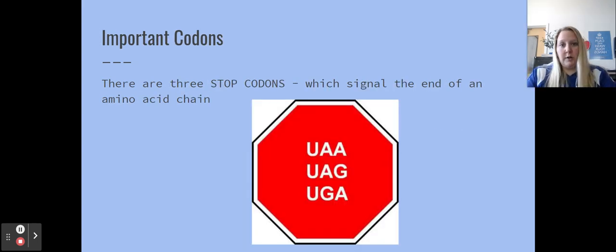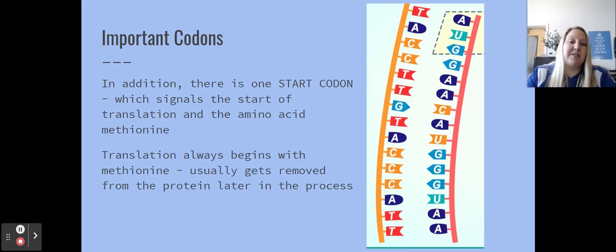There are some very important codons that you need to know. There are 3 different stop codons. They signal the end of the amino acid chain. UAA, UAG, and UGA are your stop codons. You also have a start codon, which signals the start of translation and codes for the amino acid methionine. In translation, AUG, or methionine, will always be the start of your protein, but usually gets removed in a processing step.